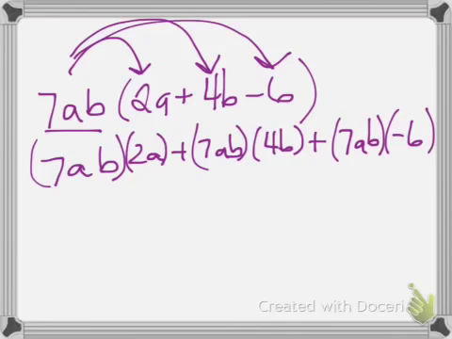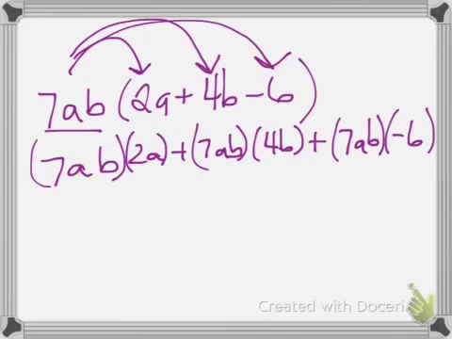Again, that's the broken down way. I wouldn't do it that way because I could do this mentally, but if you need to do that, do that. All I'm doing is saying, okay, 7ab times 2a, right? There it is. 7ab times 4b, there it is. 7ab times negative 6, there it is on paper. So now I just work it out.